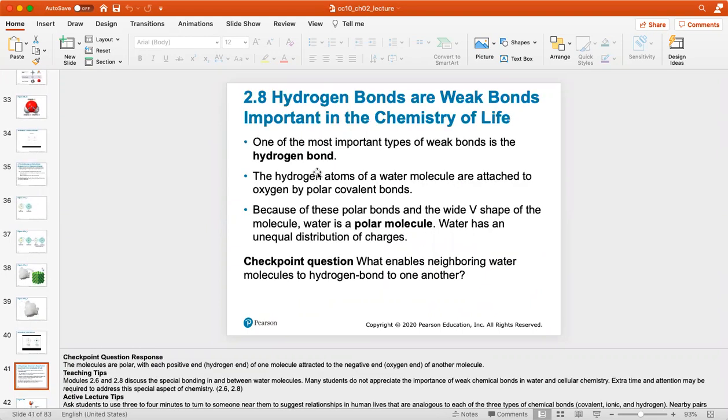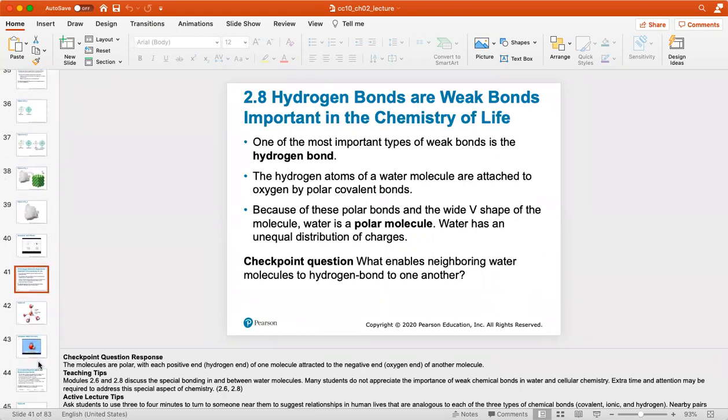Please look at that. And then we'll kind of end with hydrogen bonds, and then we'll do part B of this later. Hydrogen bonds are weak bonds, but they're very important in the chemistry of life. They're one of the most important types of weak bonds. The hydrogen atoms of the water molecule are attached to oxygen by polar covalent bonds. And because of these polar bonds and the wide V shape of the molecule, water is a polar molecule. So water has an unequal distribution of charges, and that's what enables neighboring water molecules to hydrogen bond to one another.